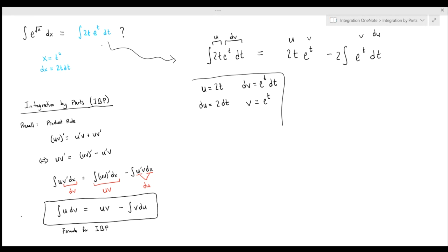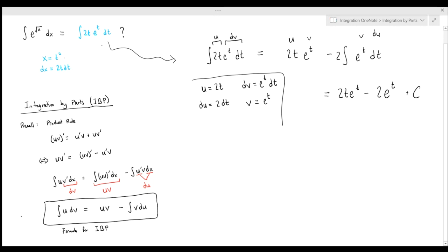All right, and so starting with this integral, we managed to rewrite it as this. And then this integral is one that we can easily evaluate. So that will become just another e to the t. And then I'm going to copy down the 2t e to the t that we had in front. Okay. All right, so then that gets us the answer to the integral of e to the square root of x dx.